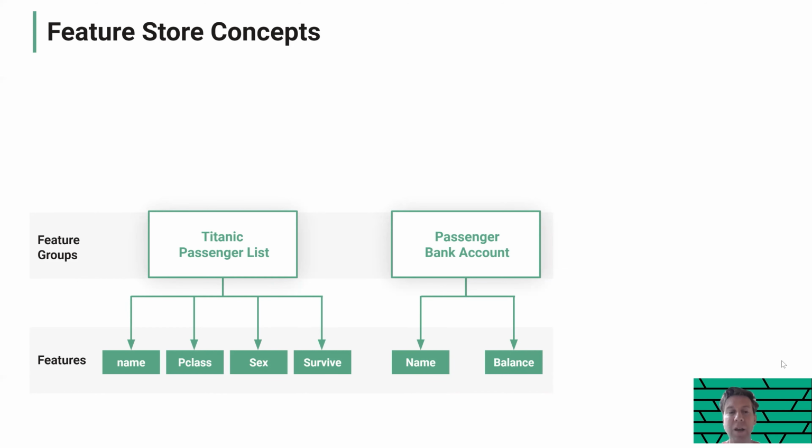In this particular case, in the Titanic passenger list data set, it's a well-known data set where you train models to predict if a passenger survives on the Titanic or not.